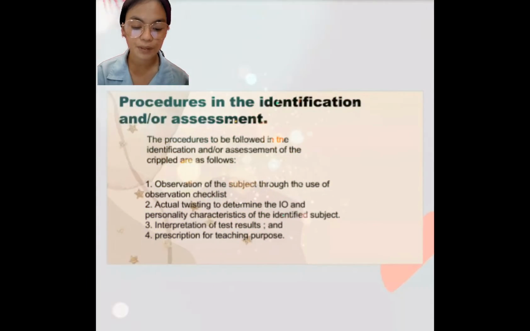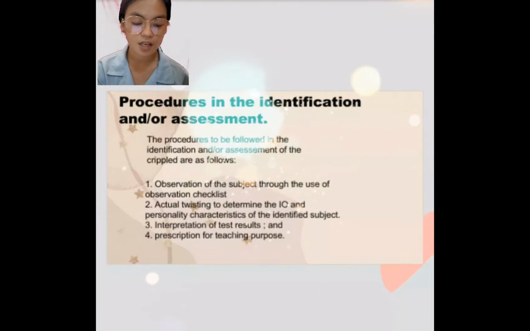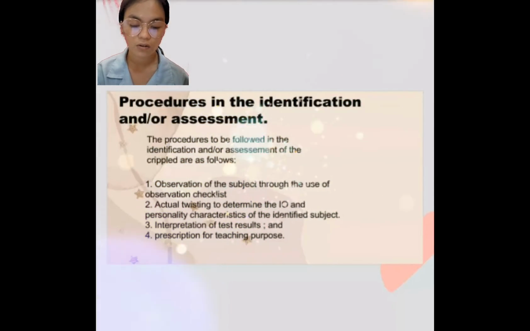So third, we have the interpretation of the test result. Once you have checked which answers are correct or wrong, you total them to see the outcome of your evaluation. So last is prescription for teaching purposes. Once you know the outcome or result of the examination or assessment, you can advise, give medication or treatment, or recommend what the patient should do.